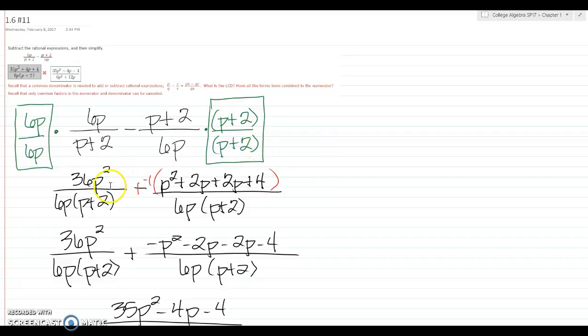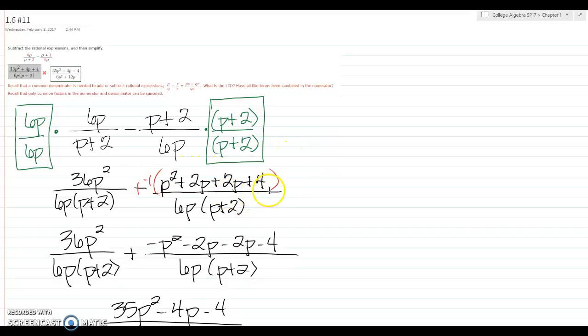So in the next step, I've done that. I've multiplied my numerators. I got 36p squared, and then I just left it in factored form in the denominator so that you can see my denominators are indeed the same. So 6p times p plus 2. Just left it factored. On the right-hand side, I FOILed p plus 2 times p plus 2 because it's a binomial times a binomial, so that's how I arrived at p squared plus 2p plus 2p plus 4.